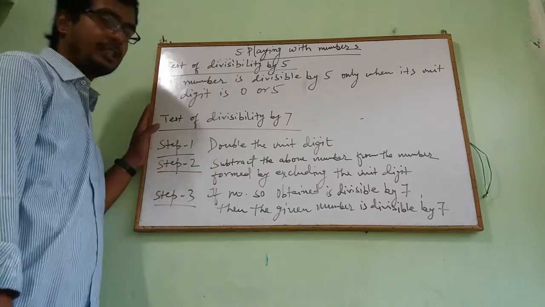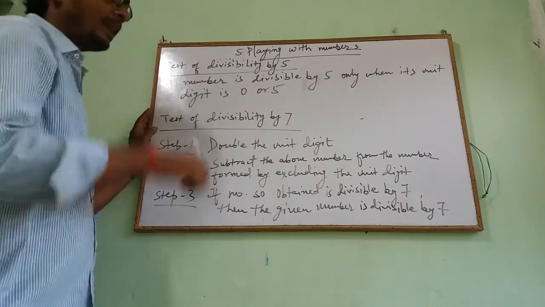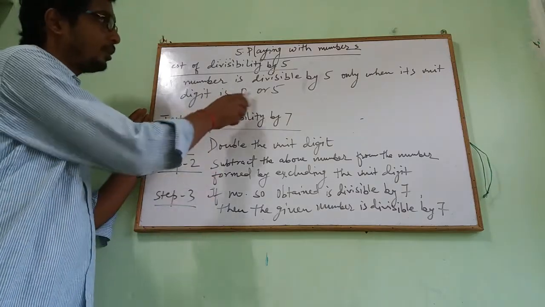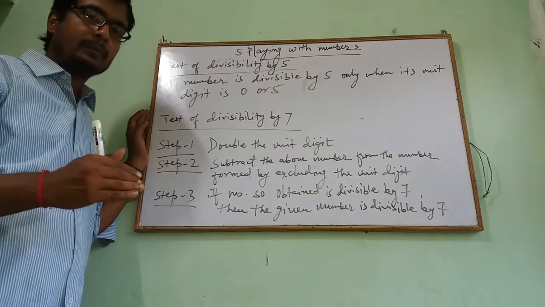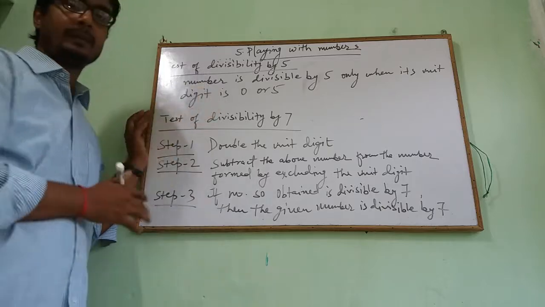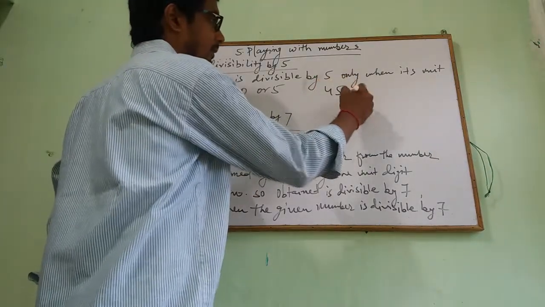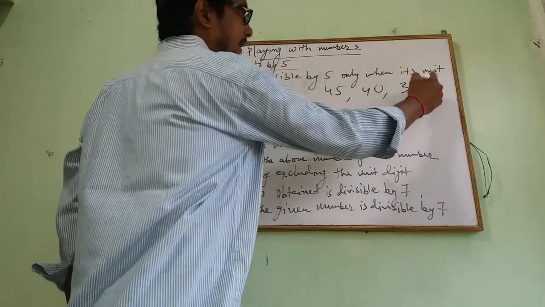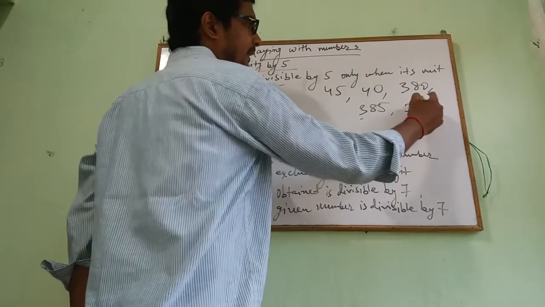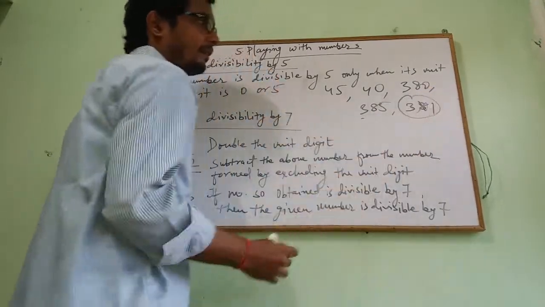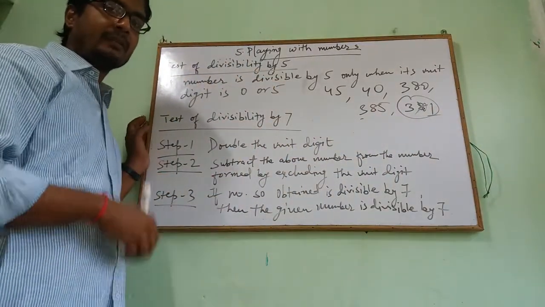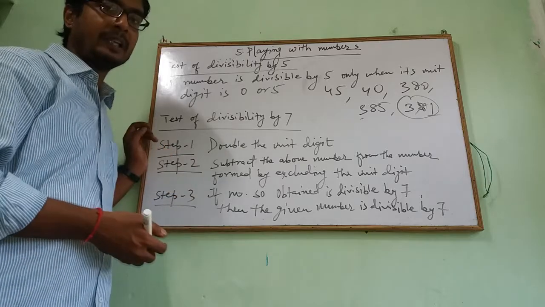Okay, let's start the test of divisibility by 5. A number is said to be divisible by 5 only when its unit digit is either 0 or 5. If a number in its unit digit is 0 or 5, then it is divisible by 5. For example, 45, for example, 40, for example, 380, for example, 385. These are all divisible by 5. If we take example 381, it is not divisible by 5 because 1 is not either 0 or 5. So therefore, a number that ends with 0 or 5 is divisible by 5.